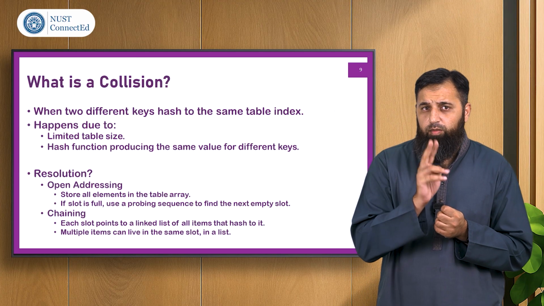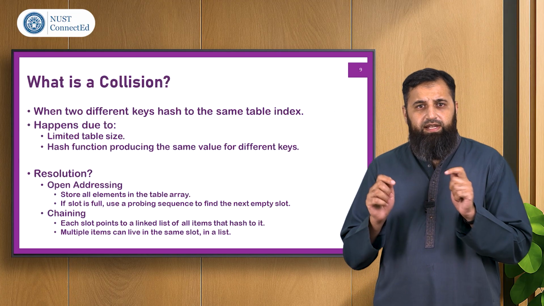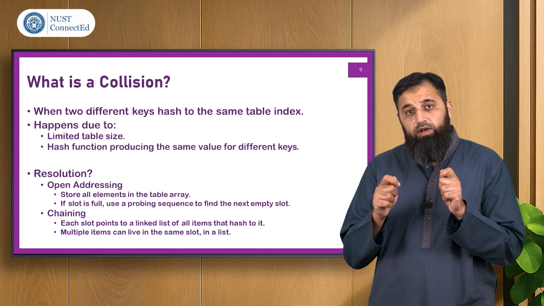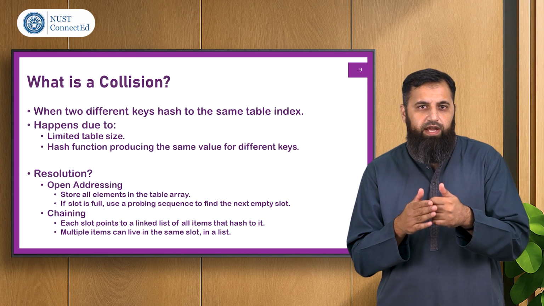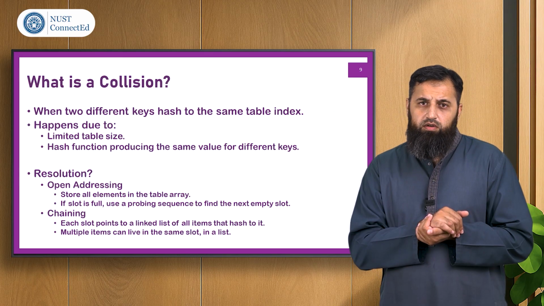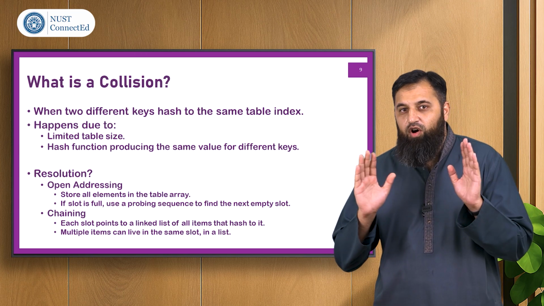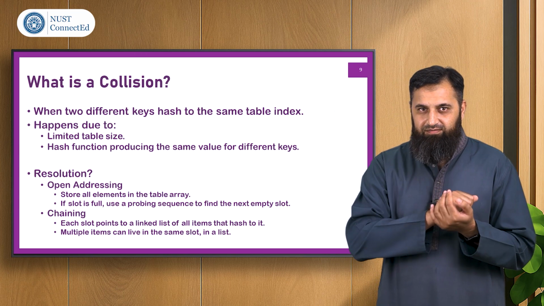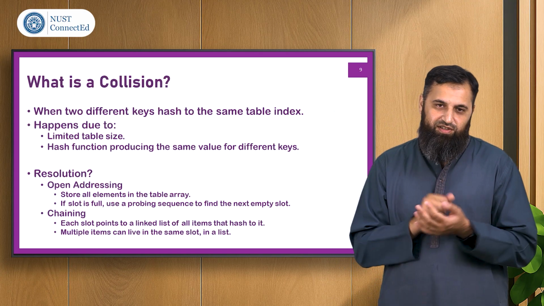The two most common strategies are open addressing, where we store all elements directly in the table. If the target slot is full, we use a probing sequence to find the next available slot. Or chaining, where each slot holds a linked list of all elements that hash there. Multiple items can share the same index in a list.